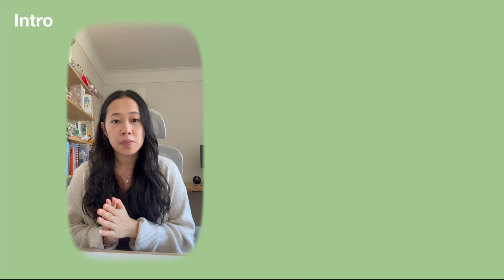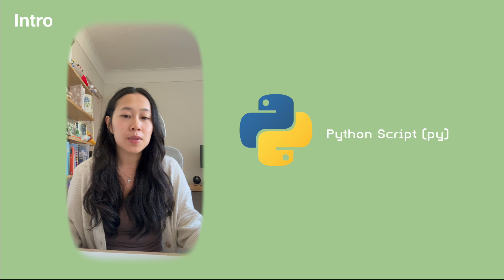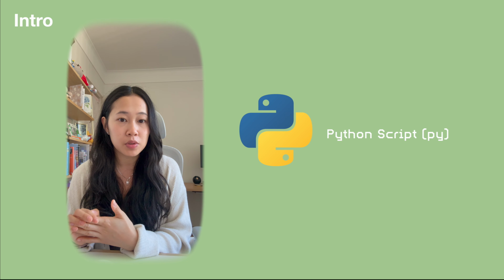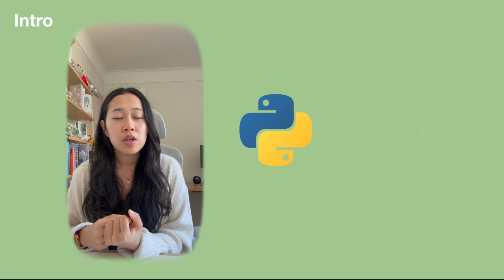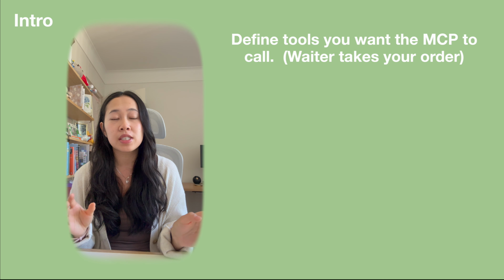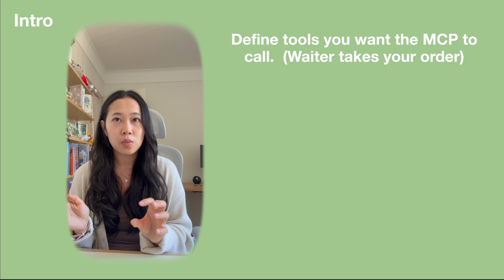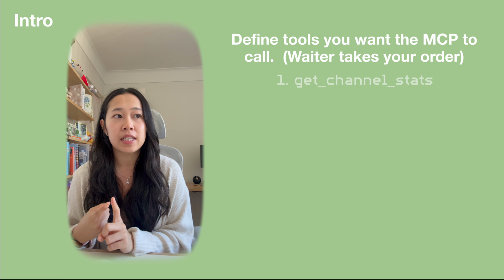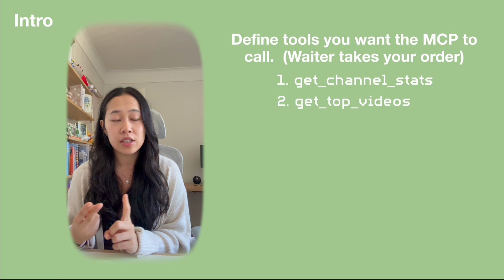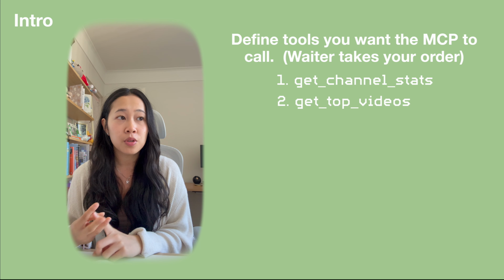I have notes on the side if you're wondering what I'm looking at. Basically, an MCP server is a Python script. If you don't know what Python is, it's a coding language, and it is powerful when it comes to communicating with different systems. The tools, we call them MCP tools, that I have defined include these. These are all related to YouTube, what I want from my YouTube channel. The first one is get the channel stats, the second one is get the top videos, and the third one is get growth trends.